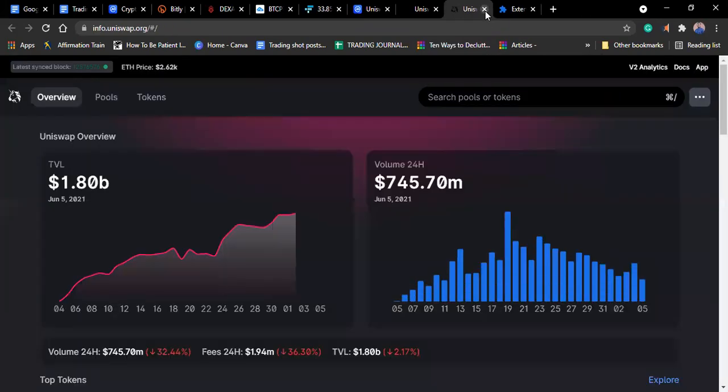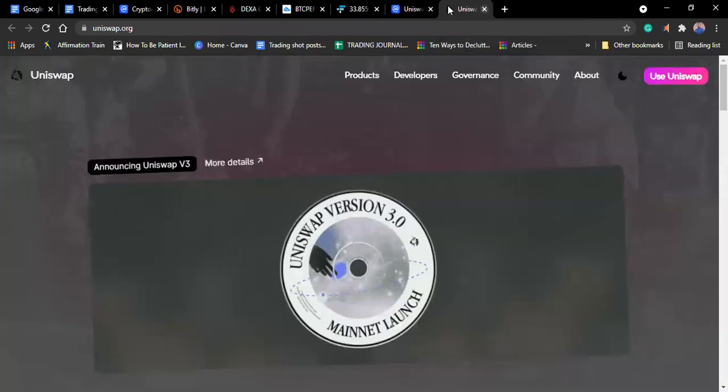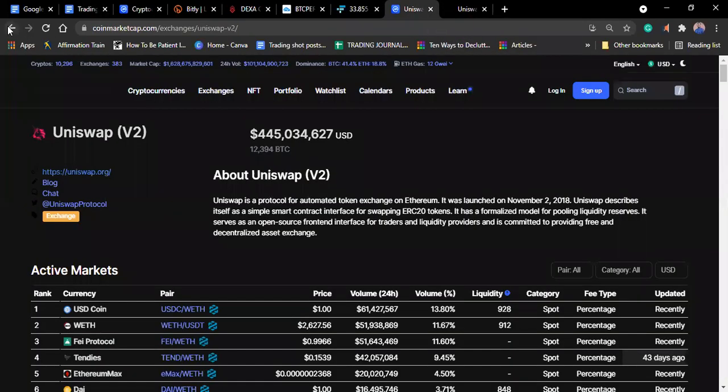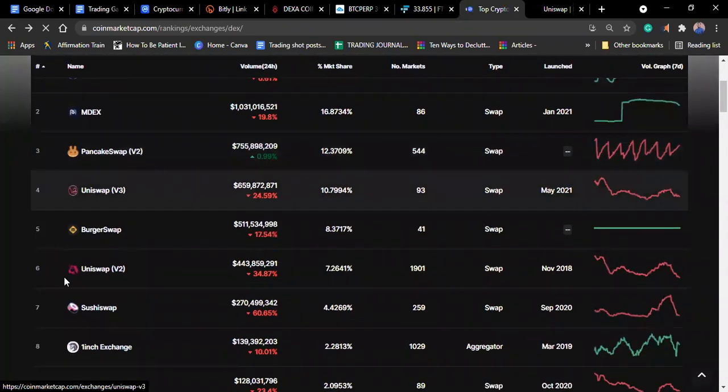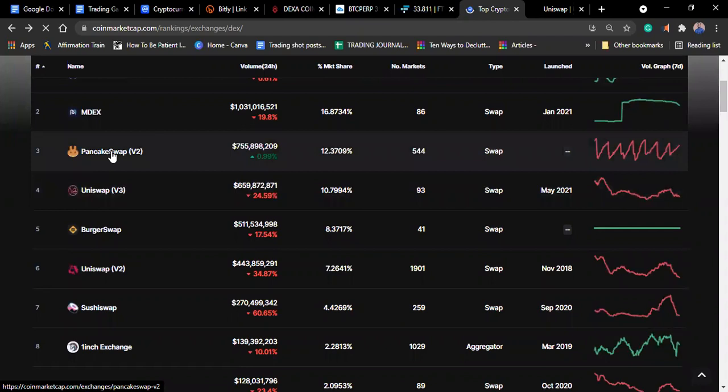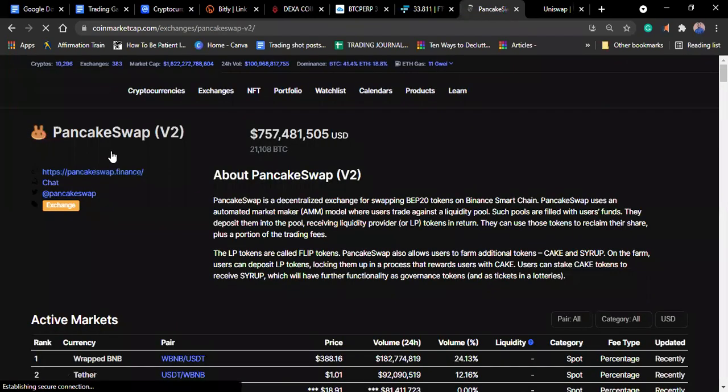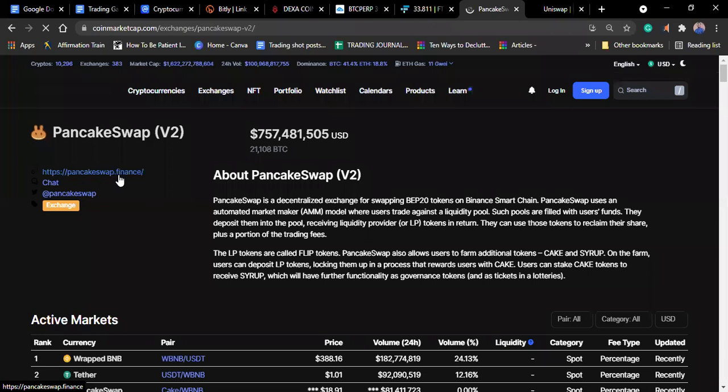Now, let me show you another one. So let's go back to CoinMarketCap. I told you the main ones you'll be using are Uniswap and PancakeSwap. Now let's click on PancakeSwap. PancakeSwap is built on the Binance Smart Chain. There are different kinds of blockchain: the Ethereum blockchain, the Binance Smart Chain, the Solana protocol, the EOS blockchain, the Omni blockchain. We'll look at all that later. So let's click on PancakeSwap.